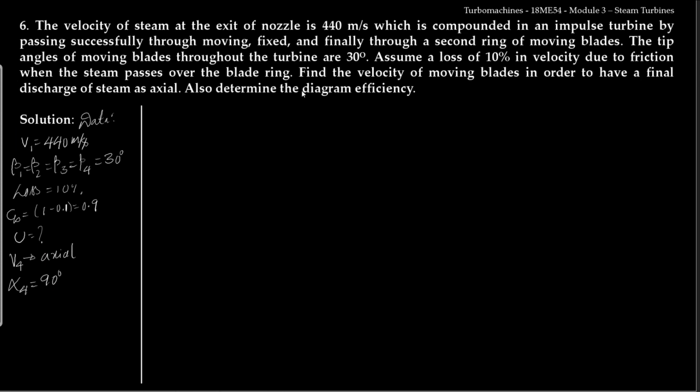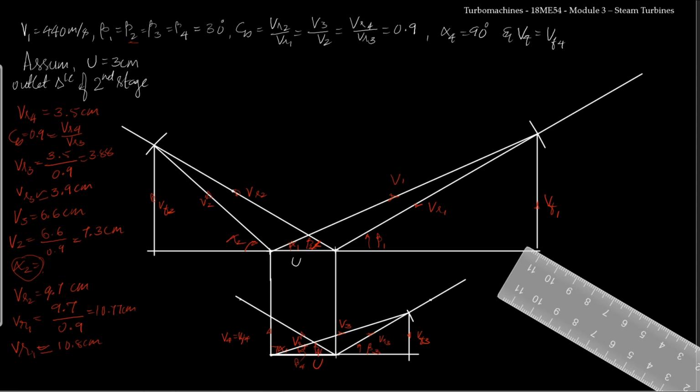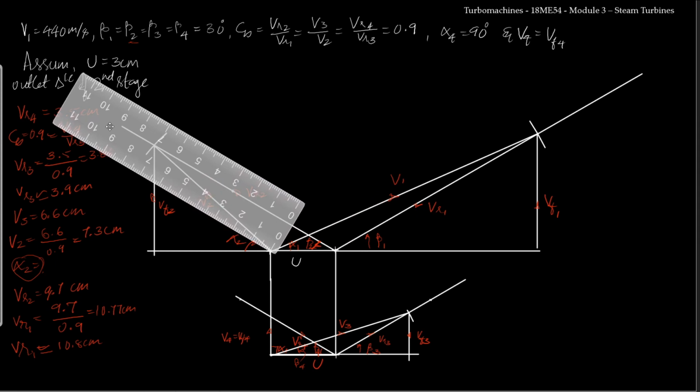Now we need to find out the diagram efficiency and the velocity of the blade. So we need diagram efficiency eta b. For that, we know that I need u as well as delta Vu1 and delta Vu2. We are not asked to find out the axial thrust, so I will not worry about that. Now I need the length of V1 to find out the scale, because I know the value of V1. Now if I know the length of V1, then I can find out the value of the scale ratio.